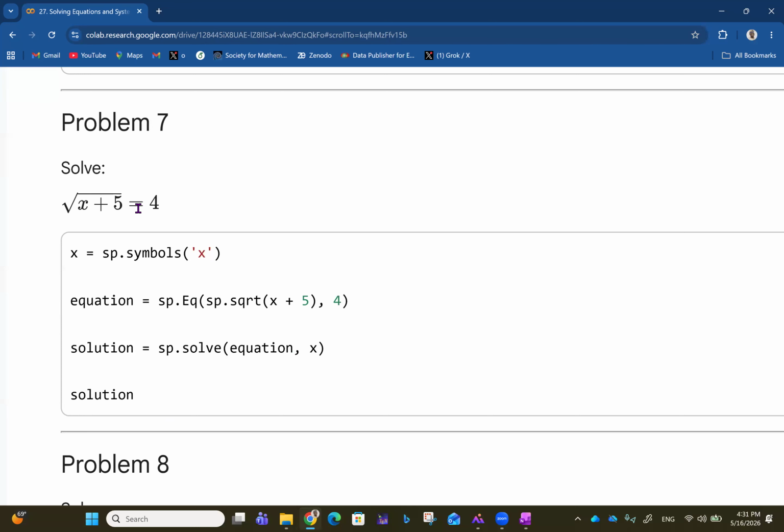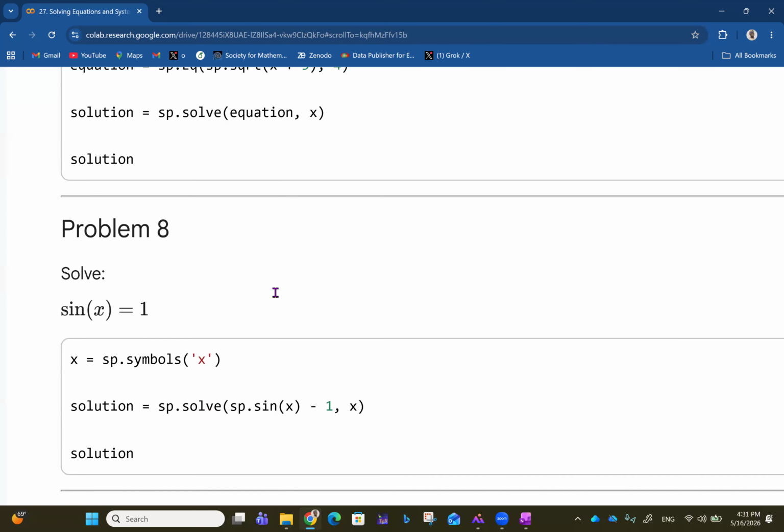And that, 16 minus 5 is 9, right? So that means square both sides, that's x plus 5 equals 16. So 16 minus 5 is 11, sorry, 11. So 11 plus 5 is 16. Square root of 16 is 4. That's that. But this is how to go about it.